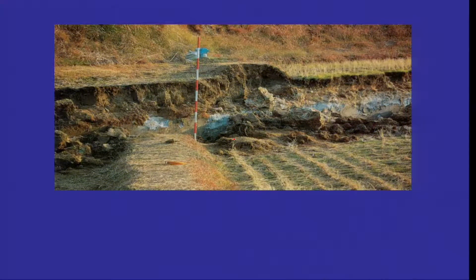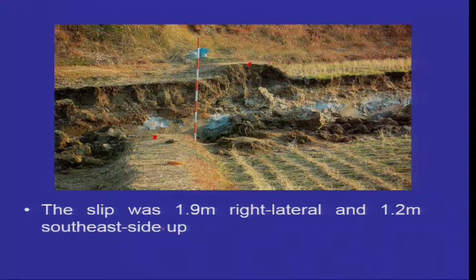Now, if you compare the piercing point, the agricultural boundary we have over here, this point and this point, you have a vertical displacement and also a lateral displacement. The right lateral slip was around 1.9 meters and the vertical slip was almost 1.2 meters. So, it moved right laterally and it moved vertically also.